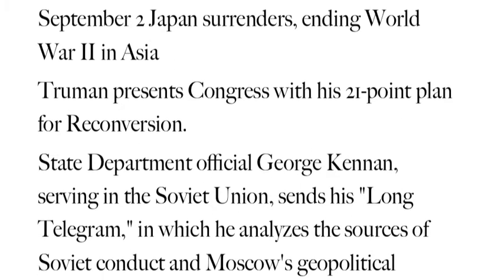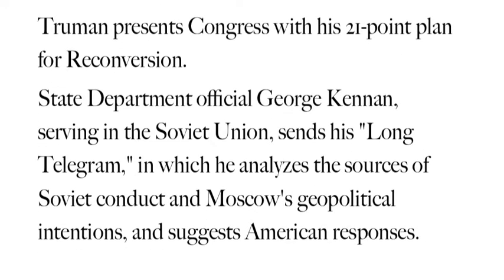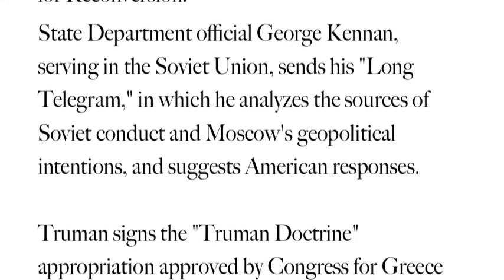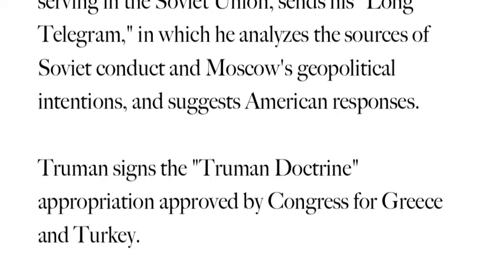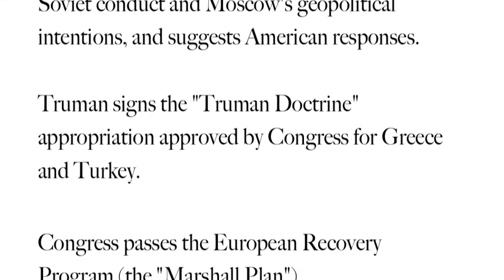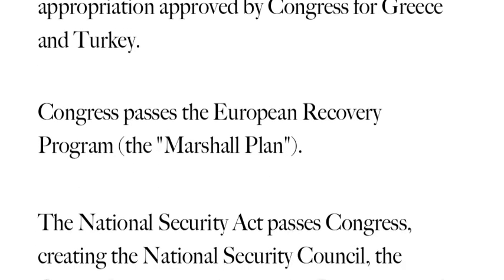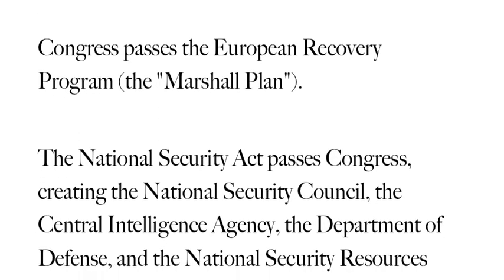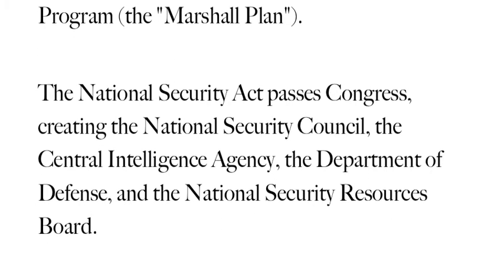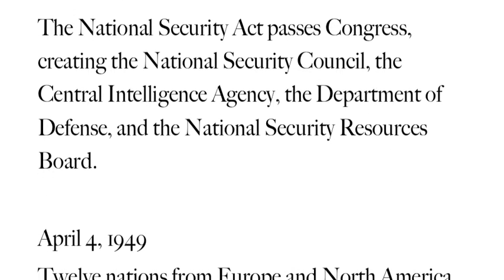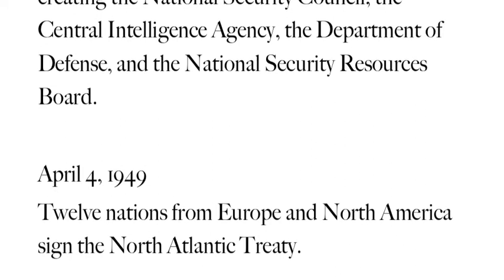State Department official George Kennan, serving in the Soviet Union, sends his long telegram, in which he analyzes the sources of Soviet conduct and Moscow's geopolitical intentions and suggests an American response. Truman signs the Truman Doctrine. Appropriation approved by Congress for Greece and Turkey. Congress passed the European Recovery Program, the Marshall Plan.